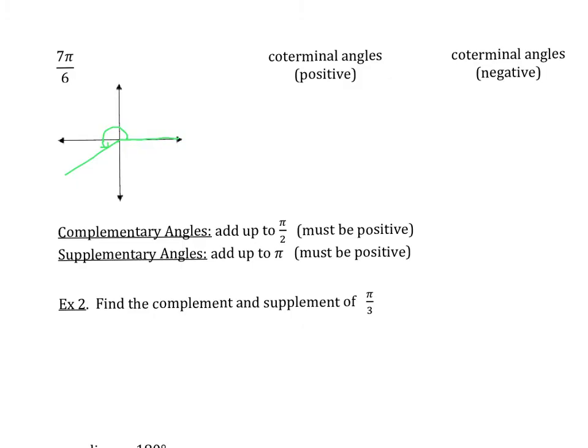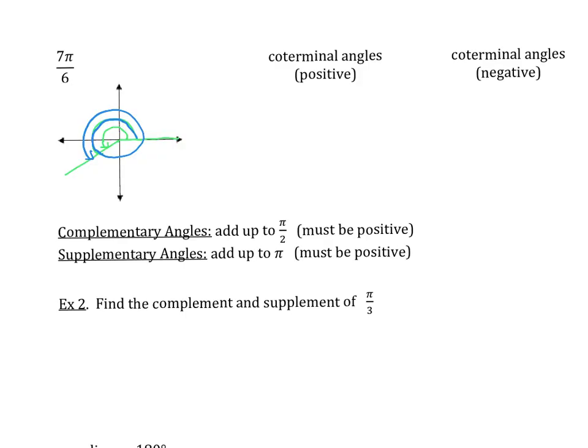I could start at the same initial side. I could loop around. Let me change colors. I could do a full loop or a couple loops, and then I could come back to the same terminal side. This is coterminal because they share a terminal side. And then you could kind of think in your head, convert everything to 6, 12 pi over 6 plus 7 more pi over 6s. Now I'm at 19 pi over 6.